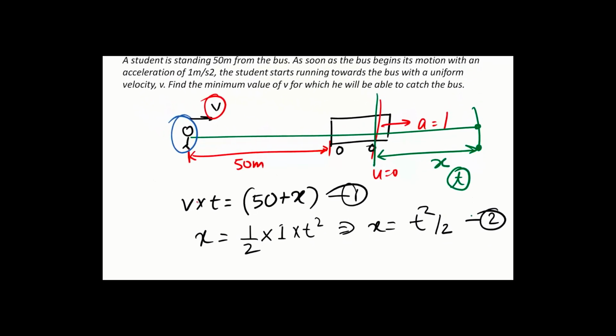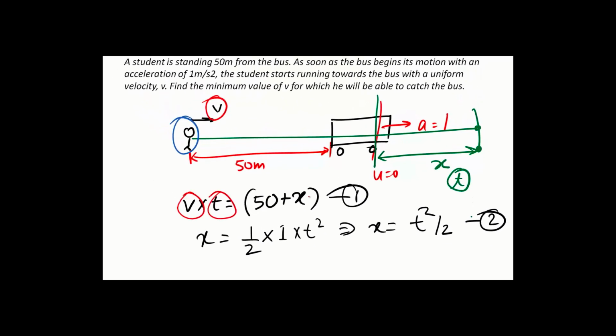But here's the problem. We have 3 quantities v, t and x, but only 2 equations. How can it be? Did we miss something? Yes, indeed we did, because he's asking the minimum value of v. Just imagine if we travel at half the speed of light. Won't we be able to catch the bus? Obviously we will. So what's the major point of this problem? He's asking the minimum possible value of v you can manage and still catch the bus.